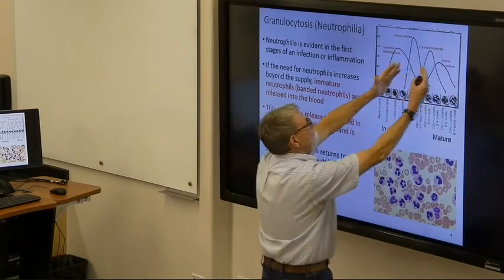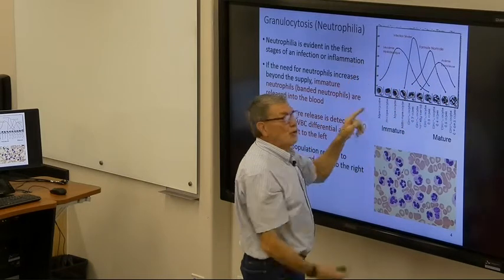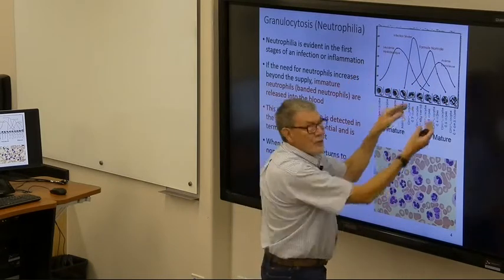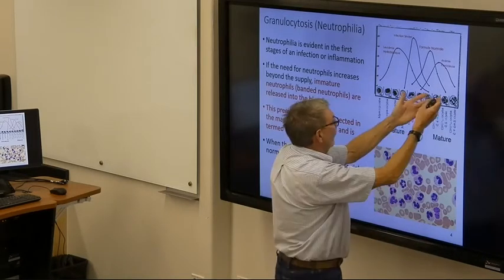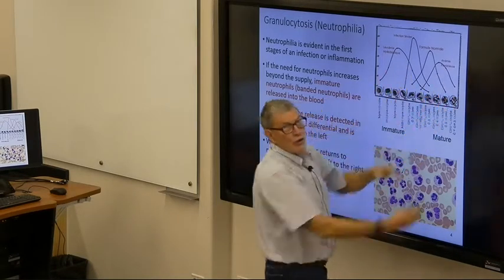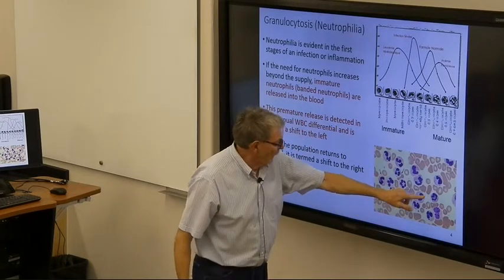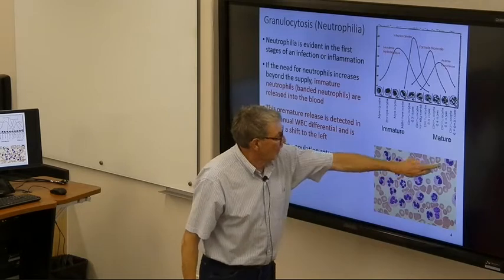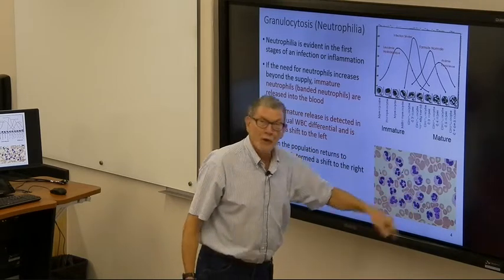This is called a left shift because the proportion of immature neutrophils is going to be higher than the mature ones. Otherwise, if they'd all been in your system for a while, most of them would be mature and you would shift back to the right. We can see some that look quite granular. We can see others that look more like a blob. These are less mature than this one, for instance.